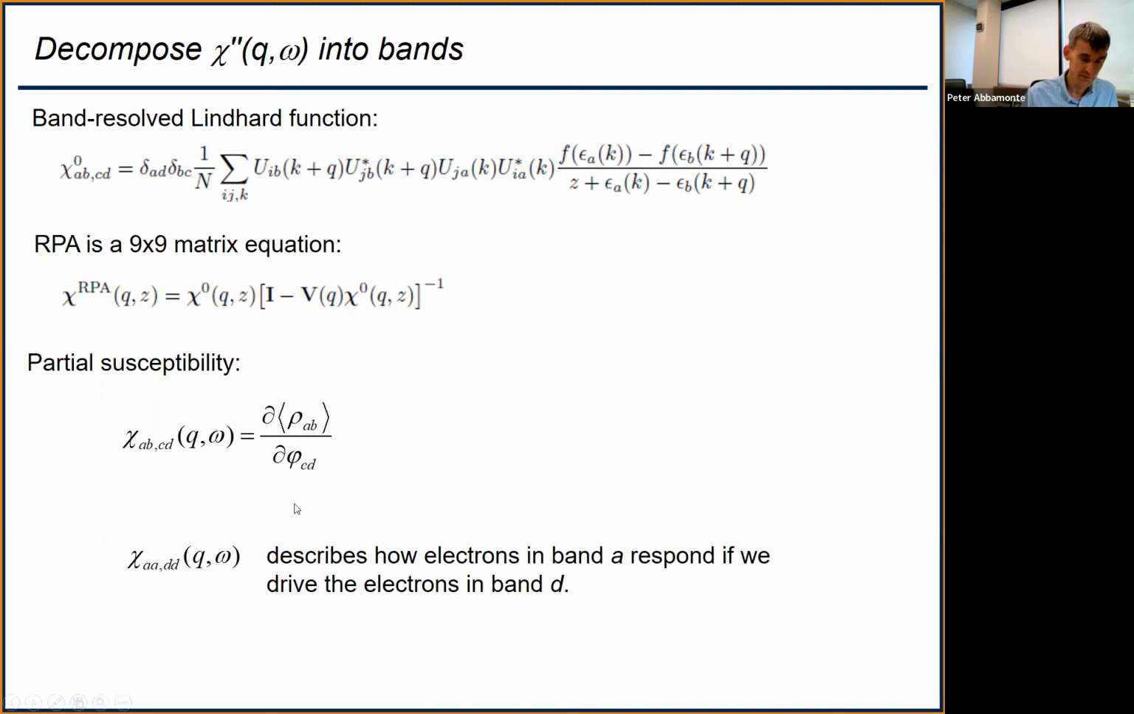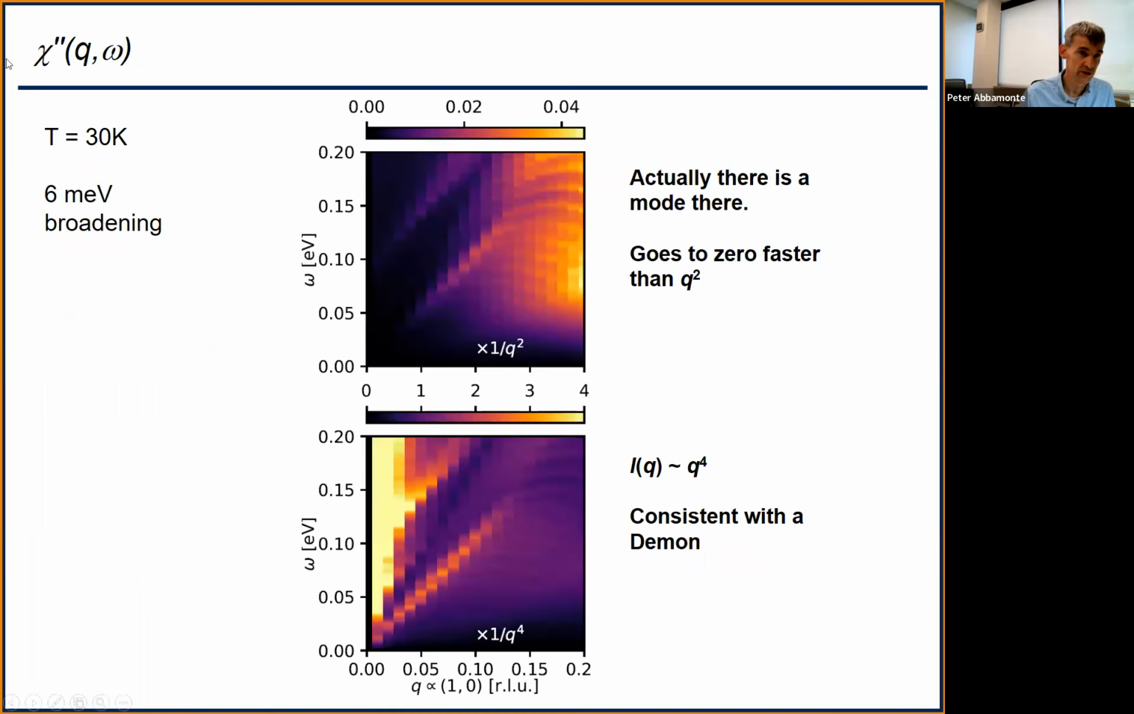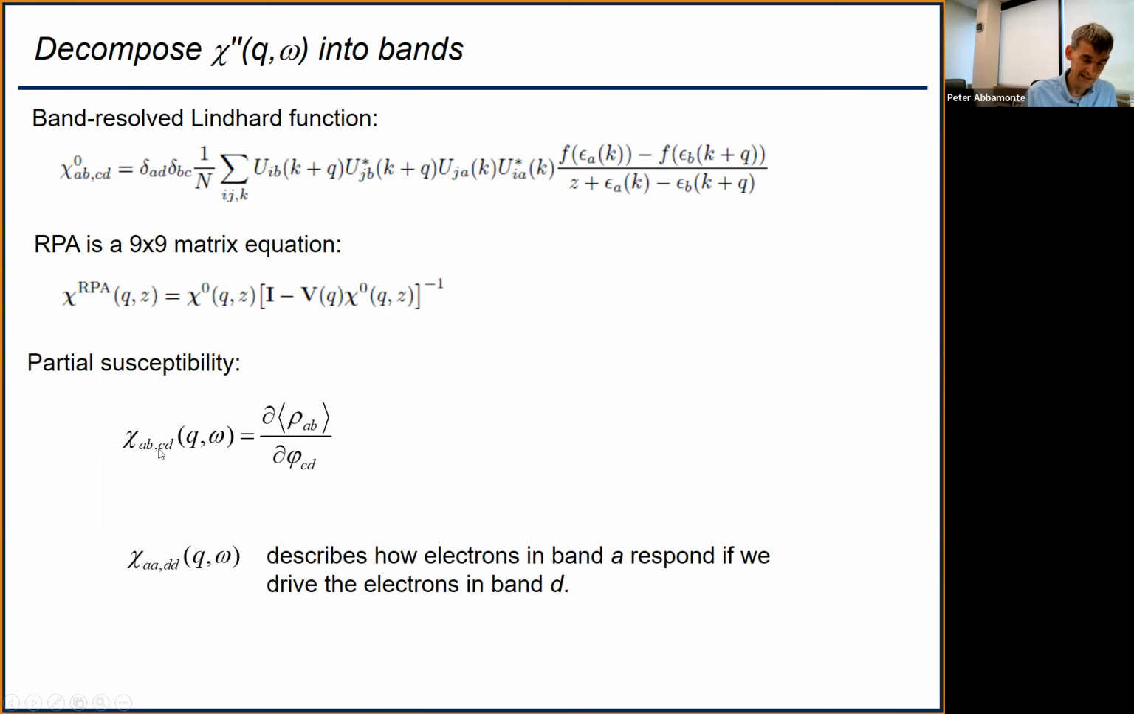Okay, so let me just, to be absolutely sure it was a demon, Edwin came up with some clever approach. What he did is he did a band projected RPA calculation. So this chi here is just defined in terms of the total charge. What he did is he said, let's define a new quantity. I'll call it chi AADD. And this is a statement of how electrons in band A respond if I drive the system with a potential that couples only to electrons in band D.